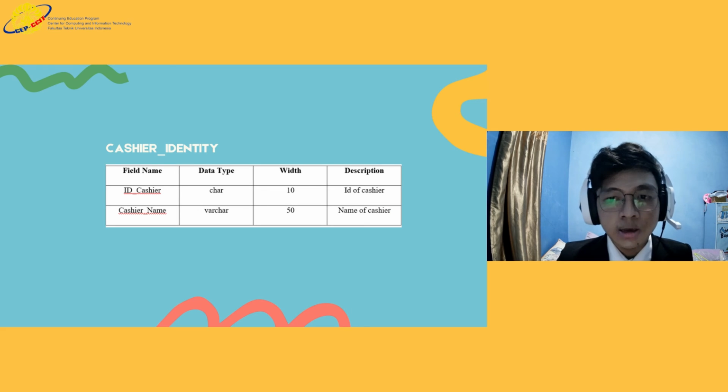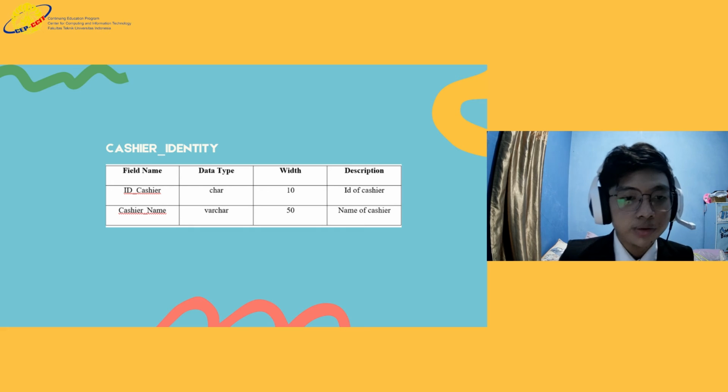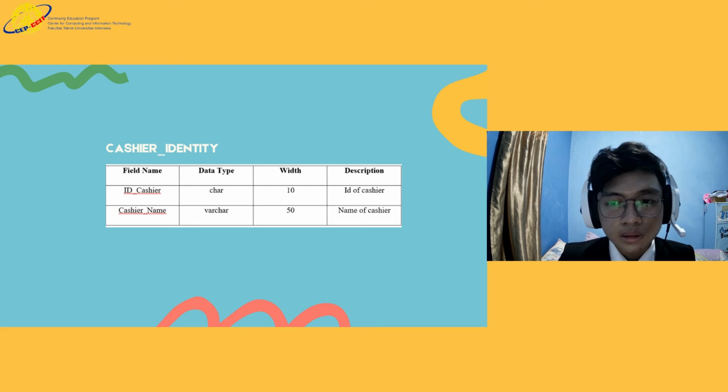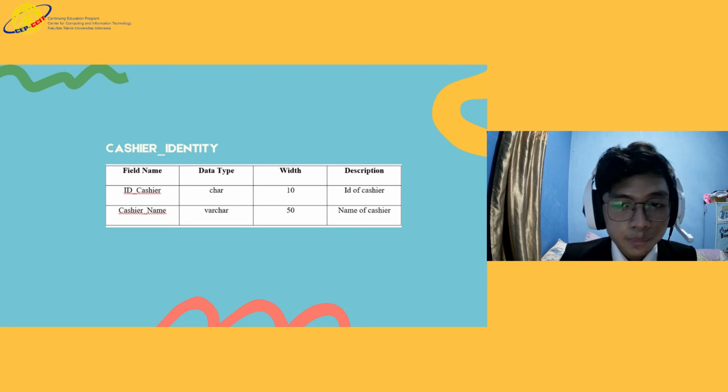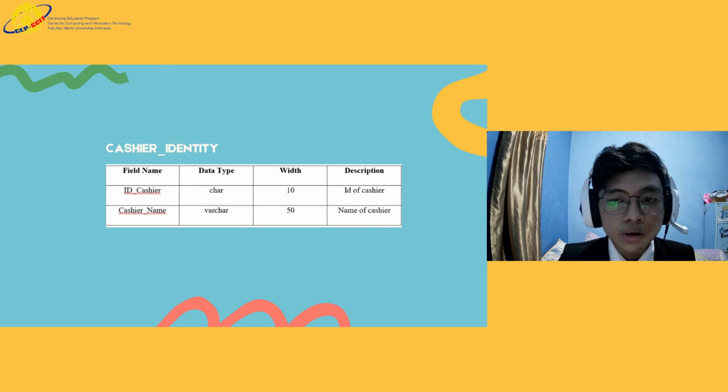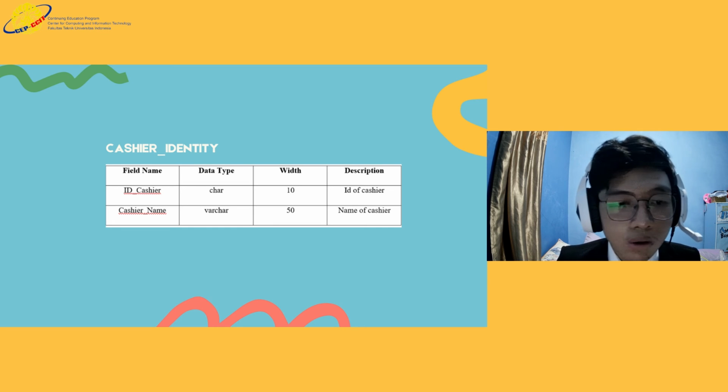Cashier identity. In cashier identity, we just have two columns, that is ID cashier and cashier name. For ID cashier we use data type char, width is 10, and the description is ID of cashier. And in the cashier name, we use data type varchar, and width is 50, and the description is name of cashier.